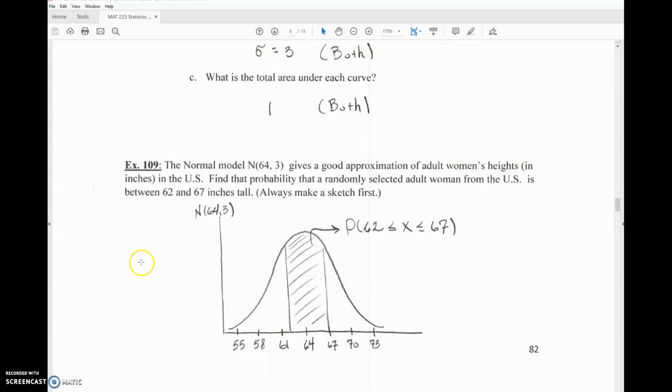We're in section 6.2 talking about the normal distribution, and we're at the bottom of page 82. Actually going to go over some examples of how to find probabilities using the normal distribution.